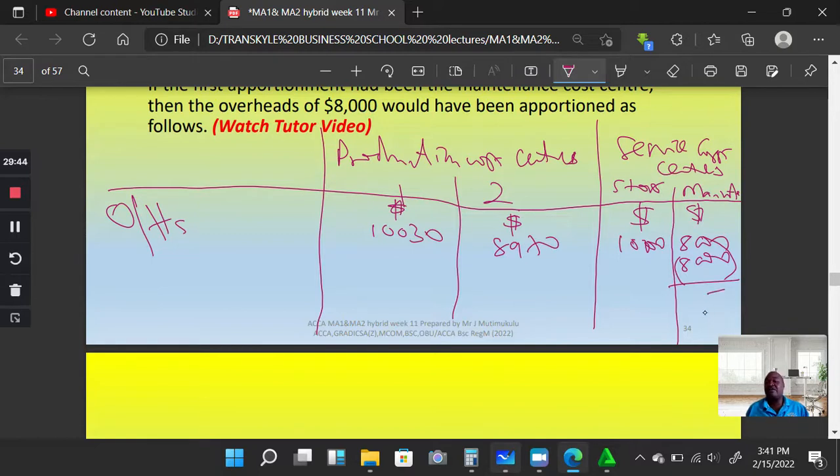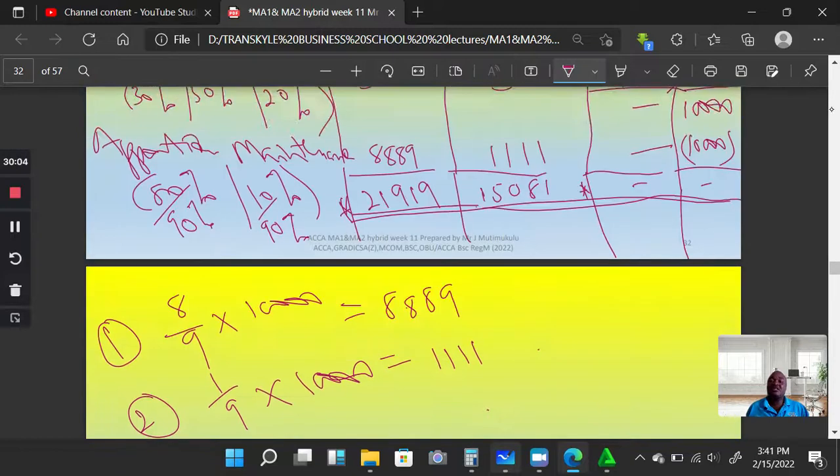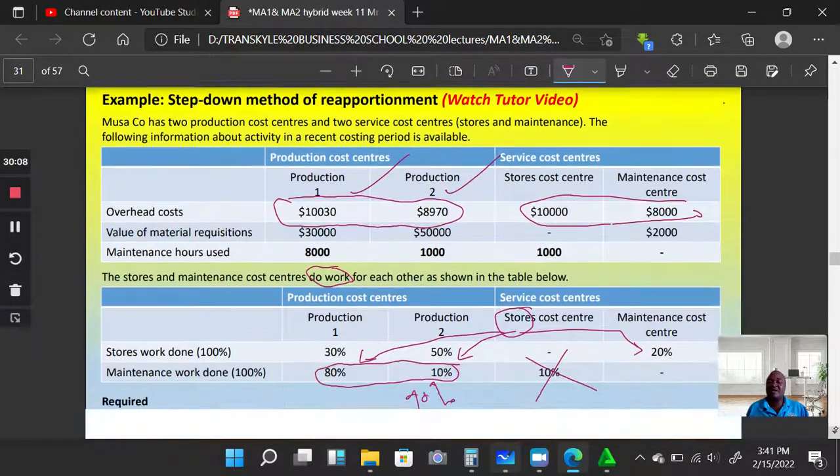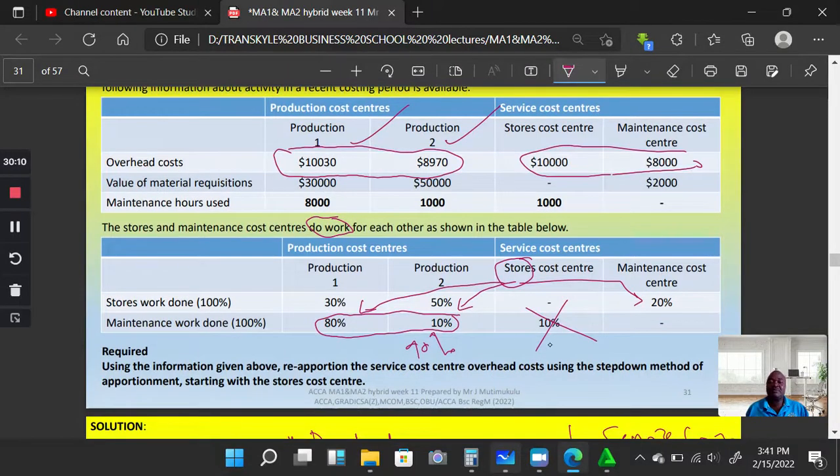So here we are having a 0. We are now going to share 8,000 among stores and the production cost centers. So apportion maintenance here, the overhead we are apportioning. Maintenance was servicing these guys at 80, 10, 10. If you still remember, 80%, 10%, 10%.